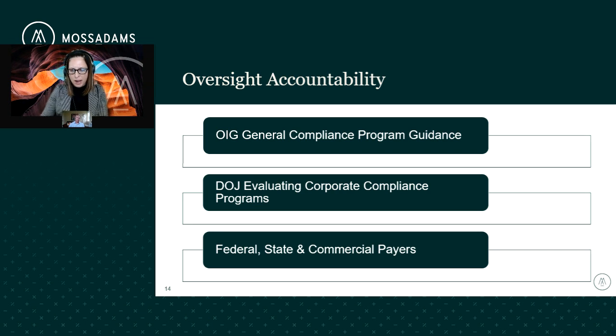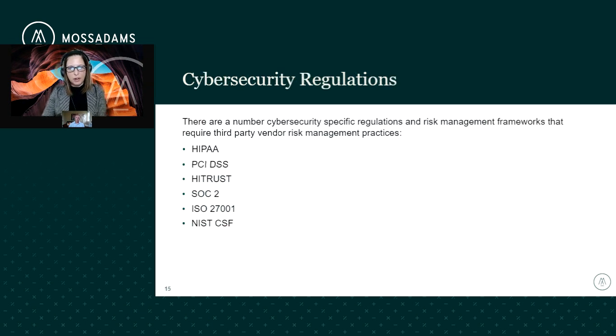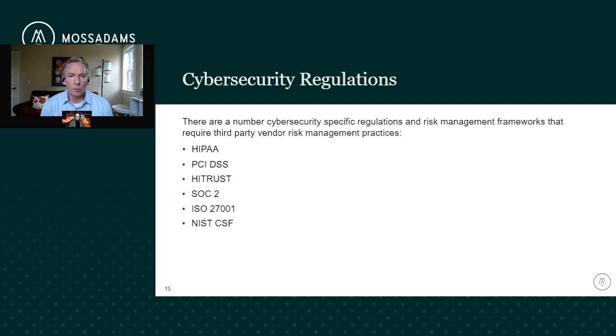So I'll turn it over to Troy. Troy can talk through some of the cybersecurity regulations that apply as well. Yeah, thanks, Kim. Really, what we're seeing is there are a number of cybersecurity regulations out there that have some sort of vendor management practices, again, to address risks that these vendors or parties can bring to an organization. HIPAA, we're probably all familiar with that, but also PCI DSS. If you handle payment card information, so credit cards, debit cards, things like that, PCI would be applicable to the organization, and they'll have vendor management practices.